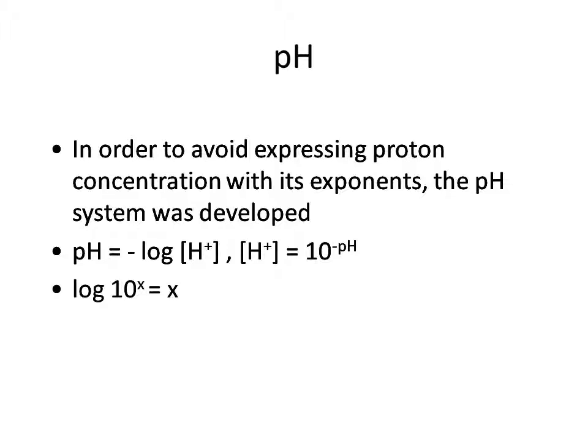You can also say that proton concentration is equal to the antilog of pH. The antilog means that you just raise 10 to the power of whatever the pH is. This all comes from knowing how to understand logs, that log of 10 to the x just gives you x. So log basically tells you what your exponent is of the 10.